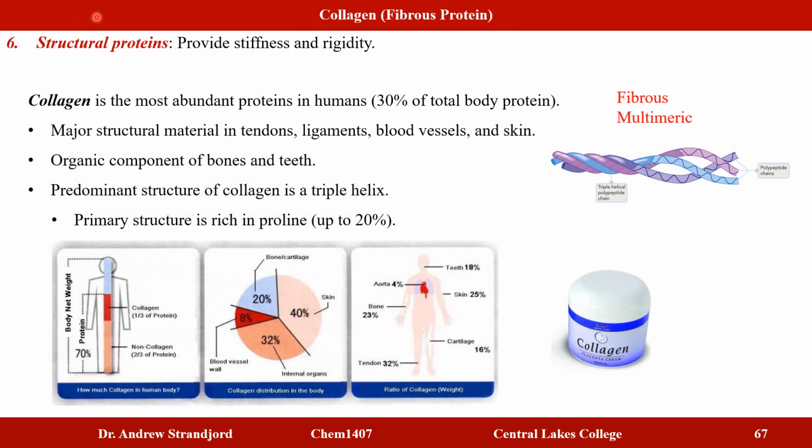A sixth type of protein based on function are the structural proteins. These actually provide stiffness and rigidity to the body. Collagen is one of those structural proteins, and it is the most abundant protein in humans, making up around 30% of the total body protein. They are fibrous and multimeric in nature, and they tend to be in this triple helix here. They are the major component of our tendons, our ligaments, our blood vessels, and our skin. They are also the organic component of both our bone and teeth. The primary structure is rich in the amino acid proline, and you can actually go to the drugstore and buy collagen protein to help with sore muscles and help to loosen up some of the skin molecules and make it more smooth, if you will.